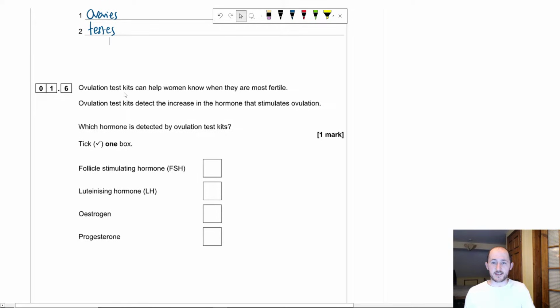Ovulation test kits help women know when they're most fertile. Ovulation test kits detect the increase in the hormone that stimulates ovulation. So which hormone does this? Well, the only one that actually stimulates ovulation in this list is actually LH. Okay, don't forget the other ones are mainly used for blocking the release of eggs and blocking ovulation. So in this case, it is the luteinizing hormone, LH.